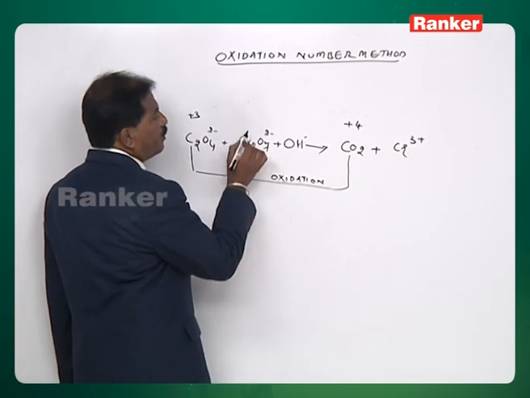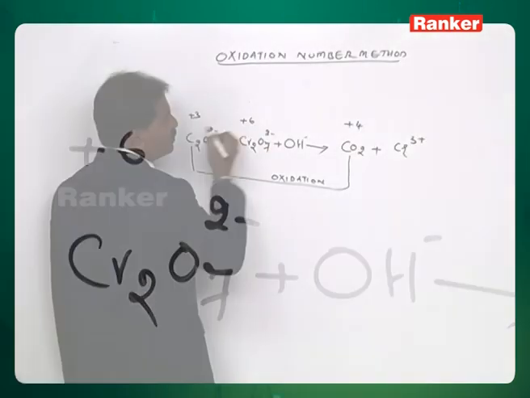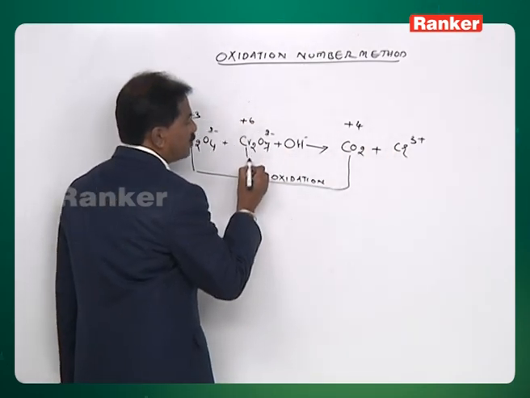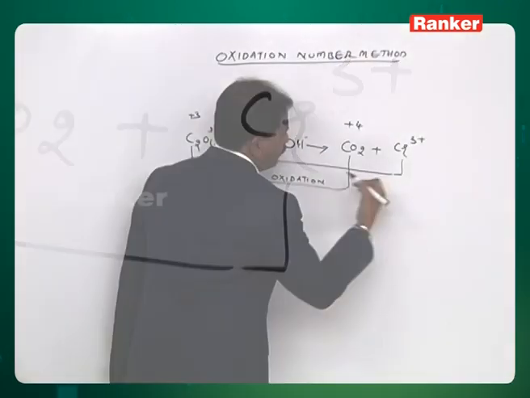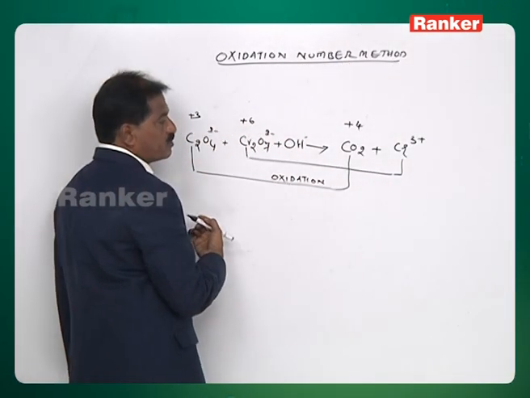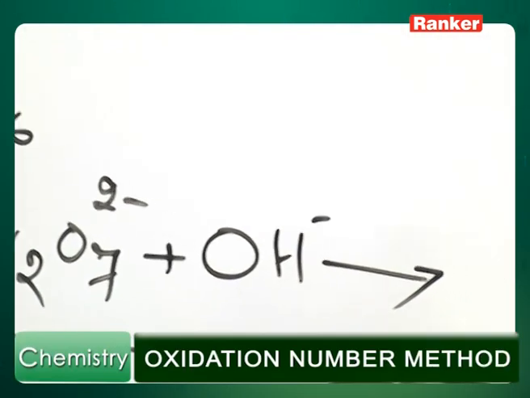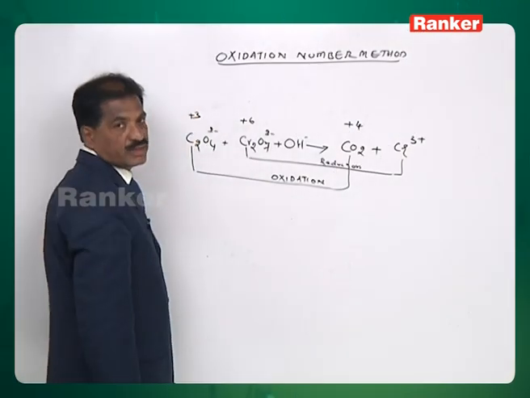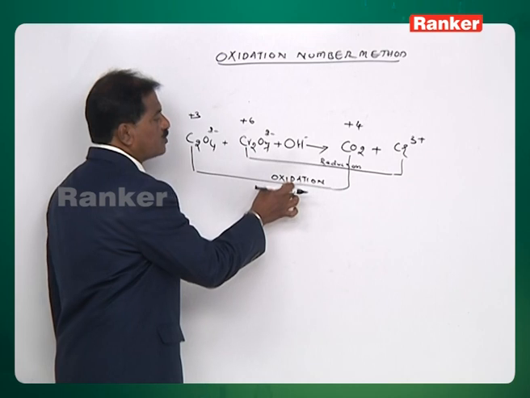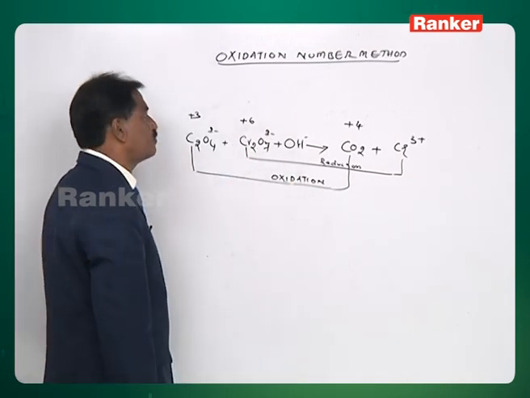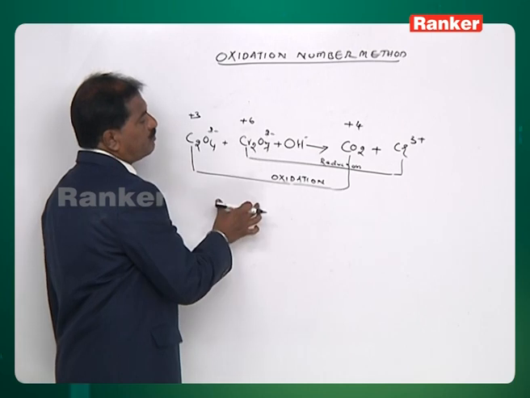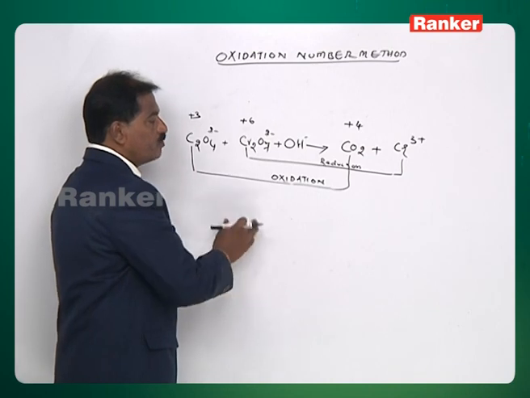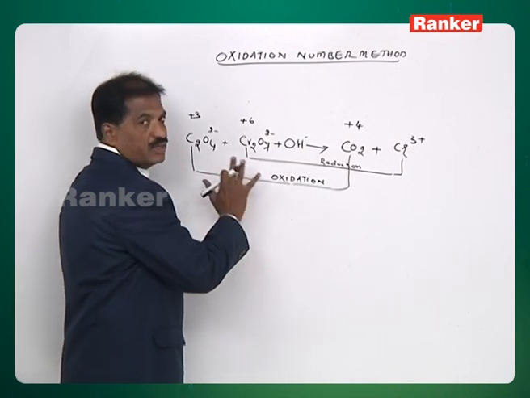Similarly, chromium. Observe the oxidation state of the chromium here, +6. The oxidation state of the chromium here is +3. Therefore, here, +6 to +3, there is a decrease in the oxidation state. Hence, it is called reduction. That means one species is undergoing oxidation, the other species is undergoing reduction. Next, in this oxidation number method, we need not split the entire reaction into two halves. Without splitting, directly we can balance the reaction.